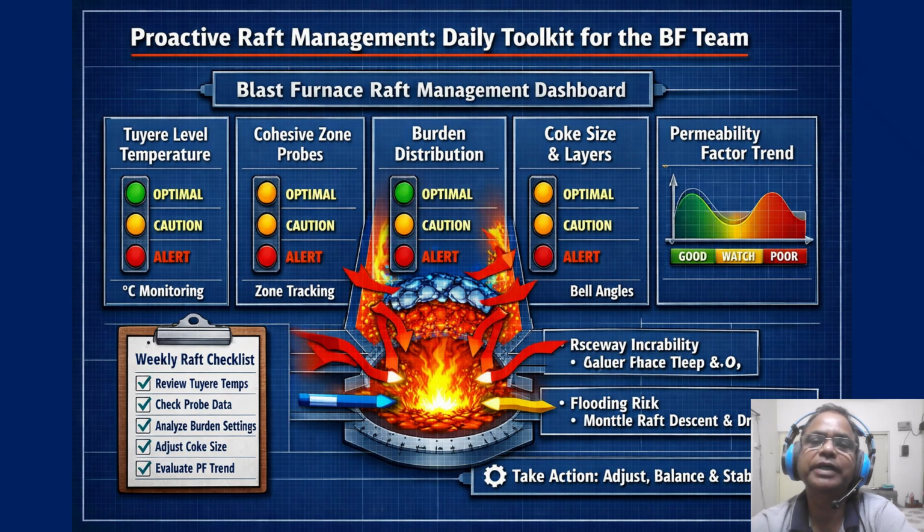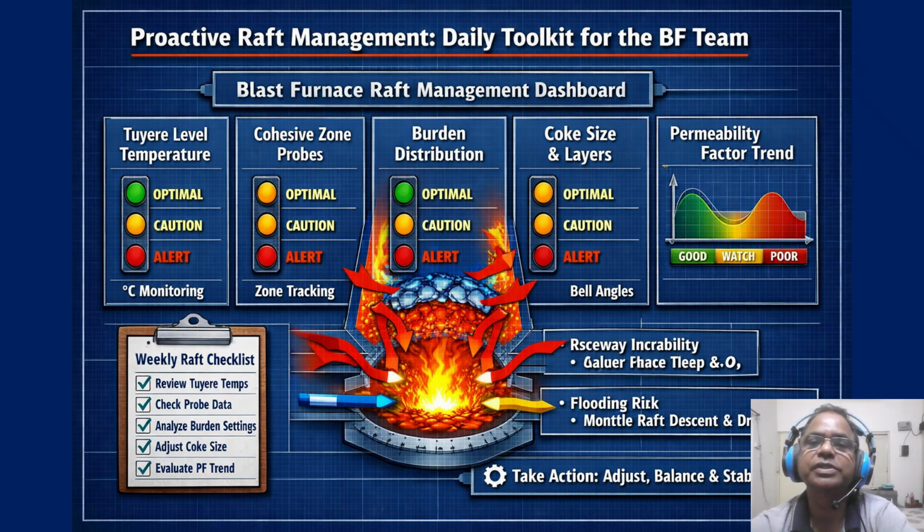Number three, permeability factor. You know the formula: blast pressure minus top pressure divided by your blast volume. Target range is 0.4 to 0.48. Above 0.48, the raft is too thick. Below 0.42, channeling risk. Number four, hearth drainage observation. If slag and iron do not separate cleanly, your raft dripping zone is unstable. Add MgO pellets. Number five, weekly coke layer thickness audit. Use the burden profile data. A coke layer thinner than 250 mm causes raft collapse.